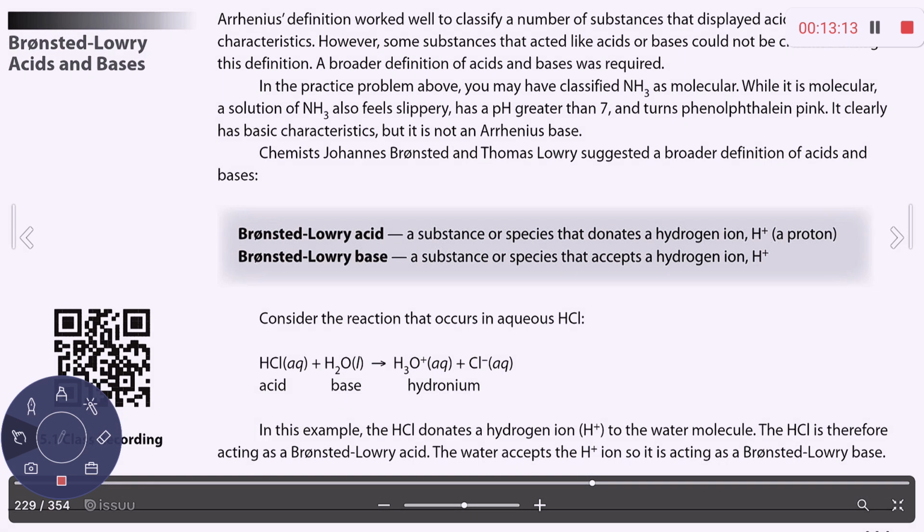So you saw how NH3, according to Arrhenius, is a molecular compound, but NH3 actually feels slippery like a base, and its pH is greater than 7. It turns phenolphthalein pink. So we need a broader definition, which incorporates this Bronsted-Lowry definition for acids and bases. According to Bronsted-Lowry, acids will give up a hydrogen ion to something else. Since hydrogen ions have a positive charge, you will notice that they also call them protons moving forward. And then bases will actually accept a hydrogen ion from something else.